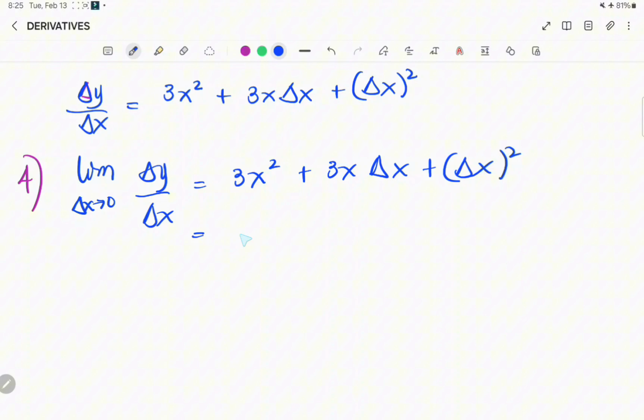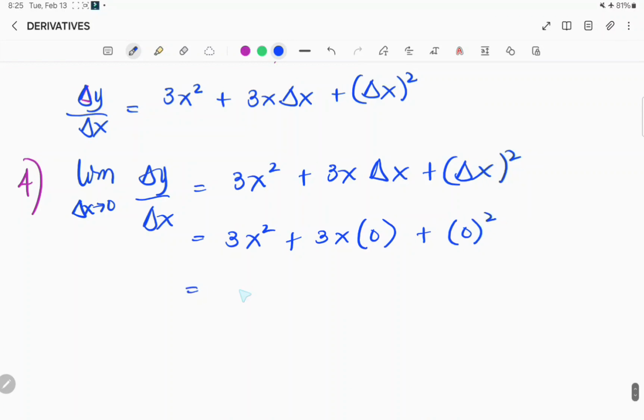So it will become 3x squared plus 3x times 0 plus 0 squared. And it will become 3x squared. So 3x squared will be our y prime, or the derivative of y equal to 1 plus x cubed.